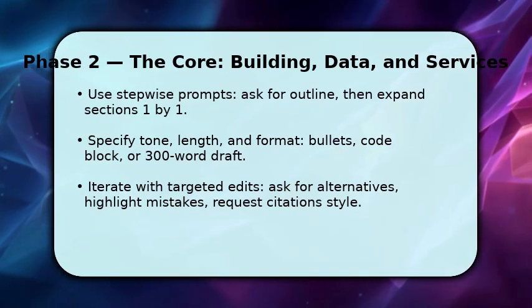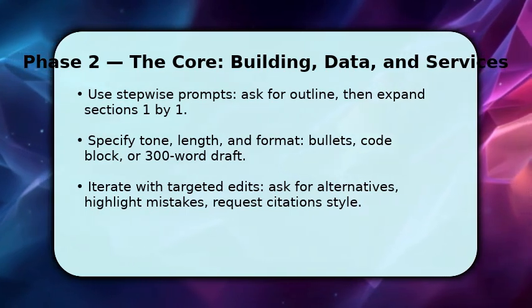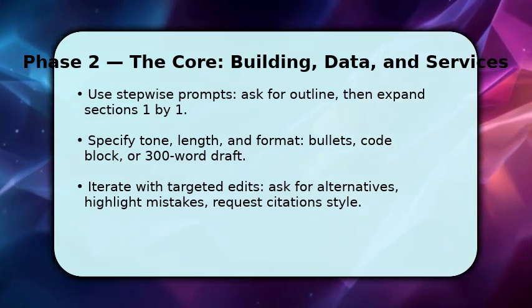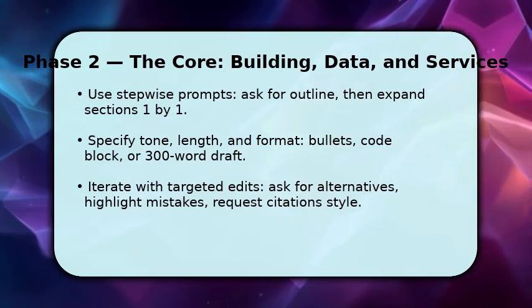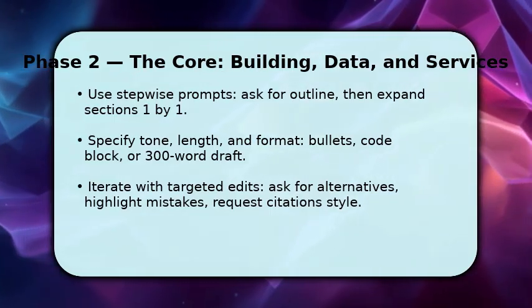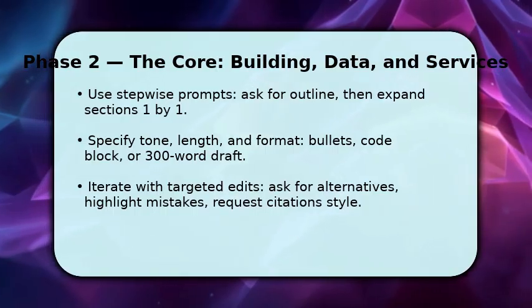You now build the output in stages. Ask Grok for an outline first and then expand each section sequentially, which keeps control and avoids rambling. Be explicit about tone, length, and format, say, bullets, code block, or 300-word draft, so output fits your use.